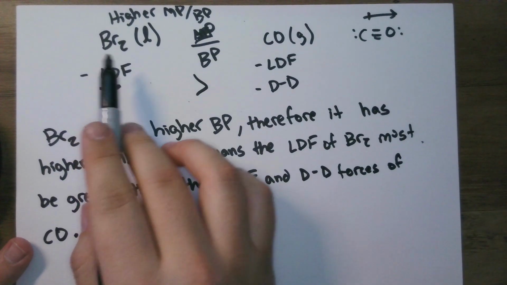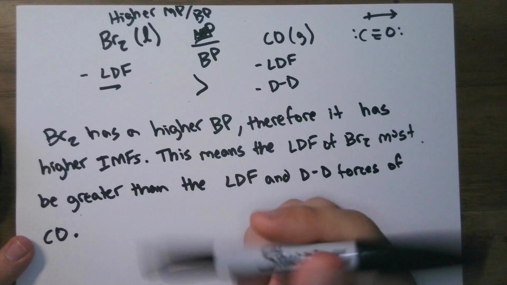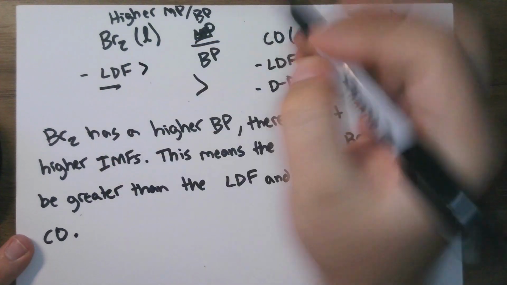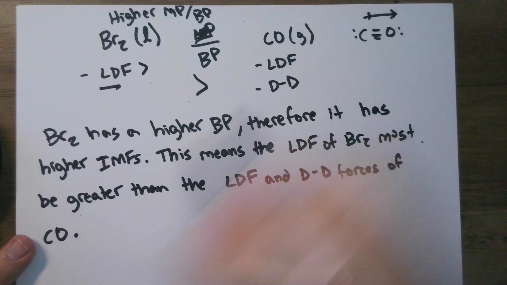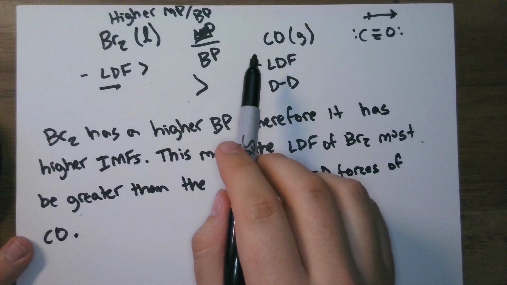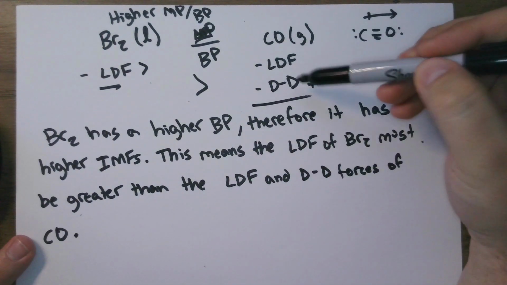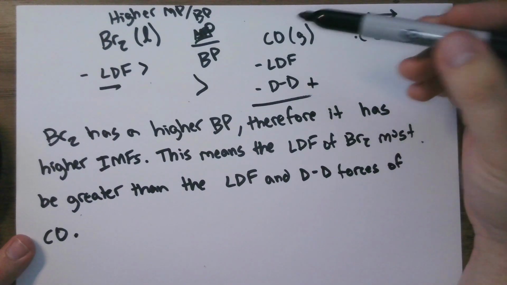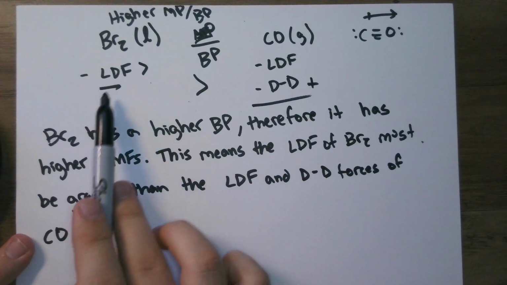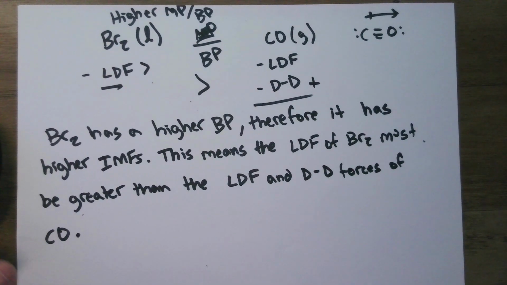And the reason for that is because Br2 is a pretty large molecule. So Br2 weighs significantly more than this. So its LDFs are greater than the LDFs of CO. But because it's so large, not only are its LDFs greater than just CO's LDFs, they're greater than these two things added together. So if you add together the dipole-dipole and London dispersion forces of carbon monoxide, the London dispersion forces by themselves of Br2 outweigh that still. And that's what this explanation kind of says.